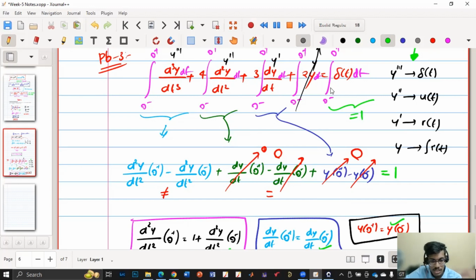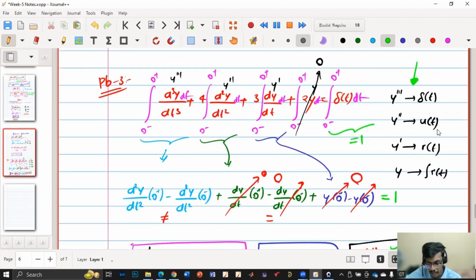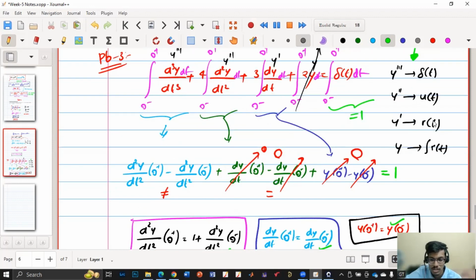Whereas if you consider d2y by dt square at 0 plus and 0 minus, which is y double dash, y double dash is u of t, and it is discontinuous at t equal to 0. So I cannot cancel these two. And similarly y. Y is what? Integration of r of t, which is again parabolic. It is also continuous, so that's why I'm cancelling it. So you have to be sure which to cancel and which not to cancel, and that comes from whether the function is continuous or not. That's why I have written all these terms, so I will know which term to cancel and which not to cancel.